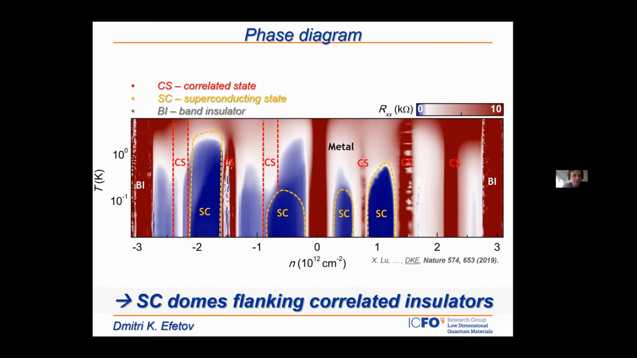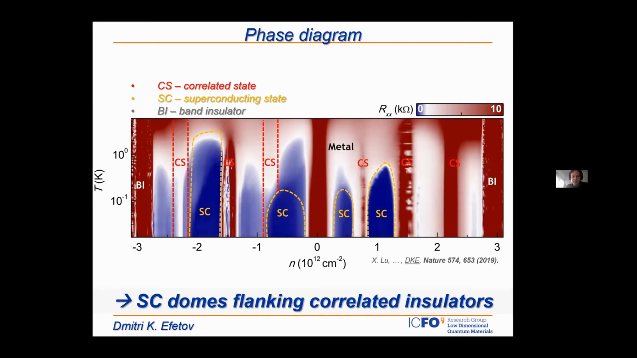The other thing, which was also seen in the early transport measurements, is that the system not only shows these correlated insulators, but it also shows superconductors. This is the same data which I showed before, and now it is a color plot also taking the temperature dependence into account on the y-axis. Red regions are the insulating regions, whereas the blue regions are the regions with zero resistance. As you can see, the superconducting domes are formed in between the correlated insulator states, and these domes can appear in many places of the phase diagram, but predominantly they appear close to the correlated insulators.